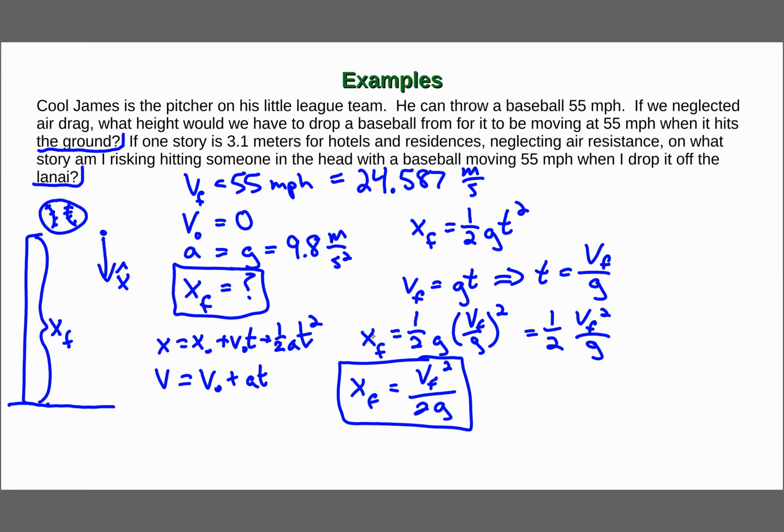My units on this: I have meters on the left. That equals meters per second, and that's squared, that whole quantity, and then that's divided by meters per second squared. So the square goes in, and the seconds and seconds squared cancel. The meter cancels just one of these, and I end up with meters. So the units work.